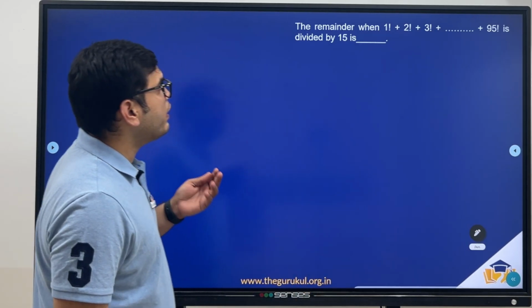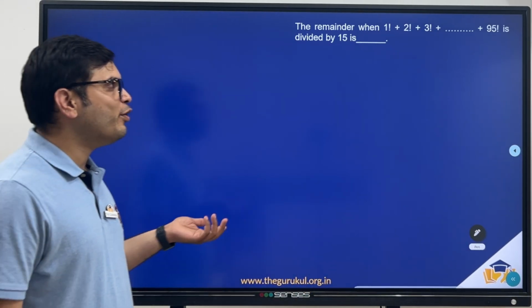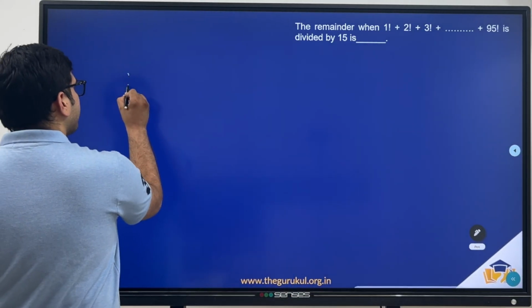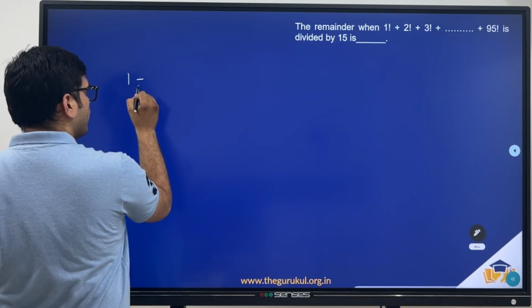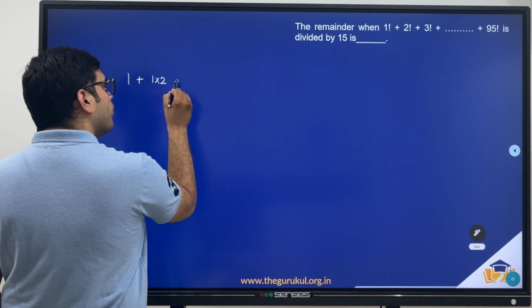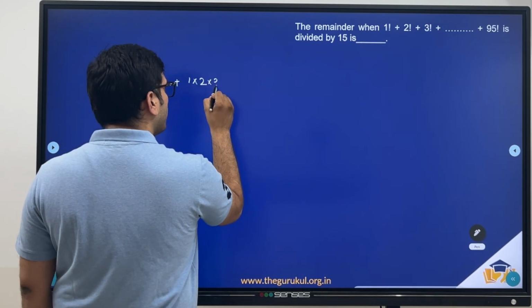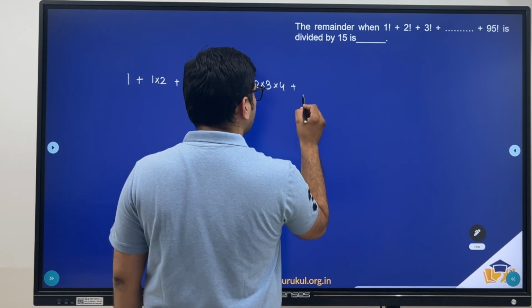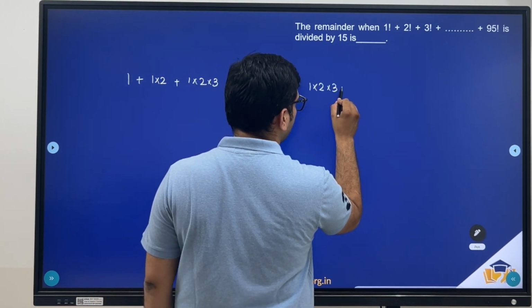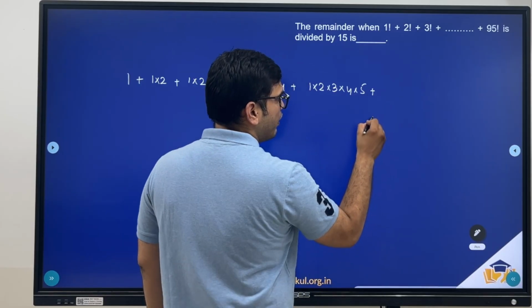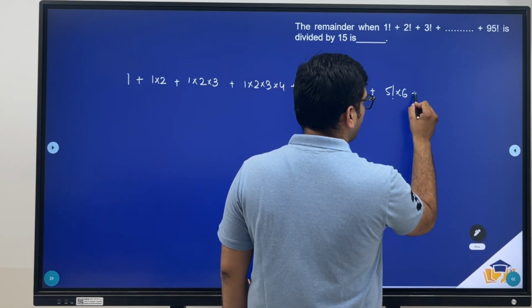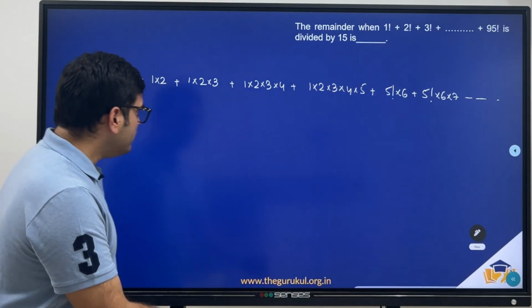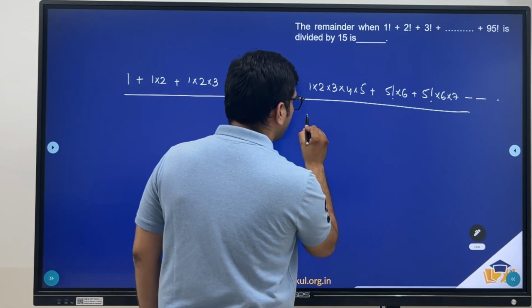Now coming to the next question. The remainder when 1 factorial plus 2 factorial plus 3 factorial and so on till 95 factorial is divided by 15 is. Okay, so let me write this as 1 plus 2 factorial (1 into 2) plus 3 factorial (1 into 2 into 3) plus 4 factorial (1 into 2 into 3 into 4) plus 5 factorial (1 into 2 into 3 into 4 into 5) plus 6 factorial (5 factorial into 6) plus 7 factorial (5 factorial into 6 into 7) and so on. Right. Now this when divided by 15.